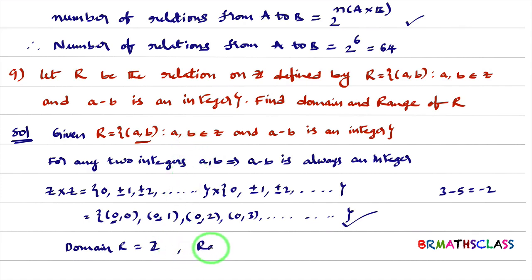Next, what is range? They are asking range. Range is also the integers, because what is the range definition? Set of all second elements. You can observe here 0, 1, 2, 3 is there. Like that, minus 1, minus 2, minus 3 also we will get. What point am I trying to say? This is the main point. See, for any two integers a comma b, a minus b is always an integer. So for this relation, domain is the set of all integers. Range is also the set of all integers. I hope you understand this solution.